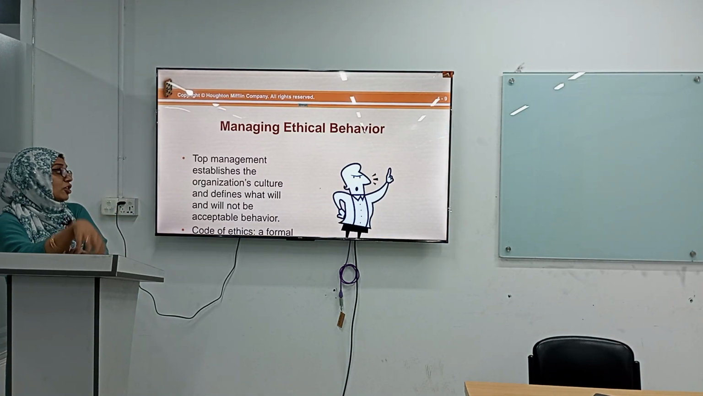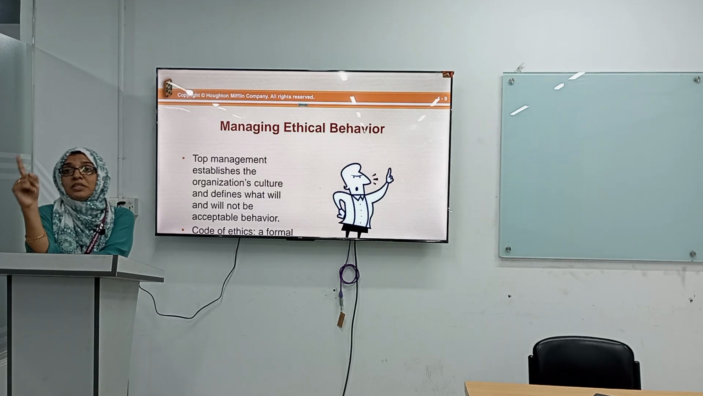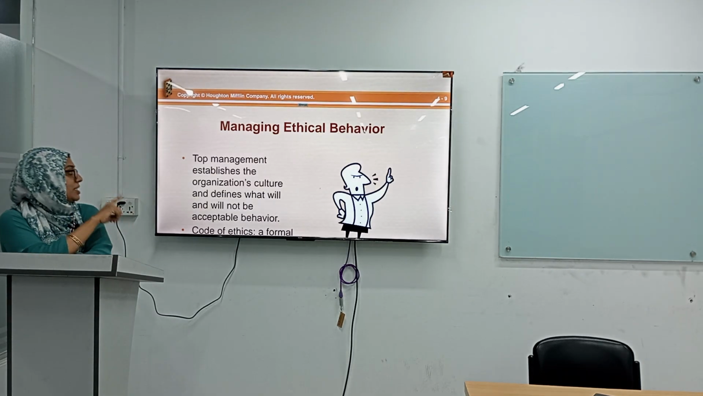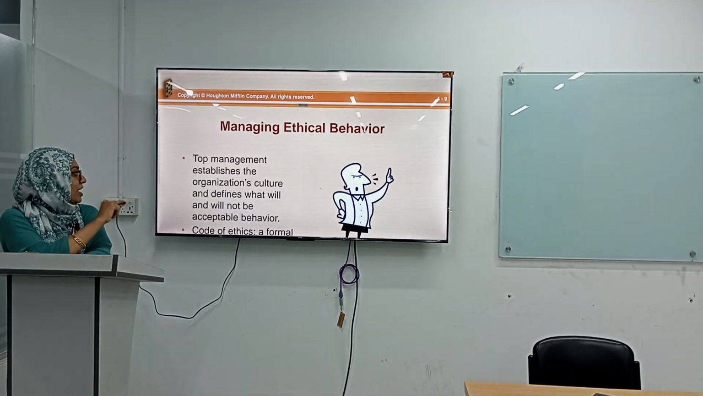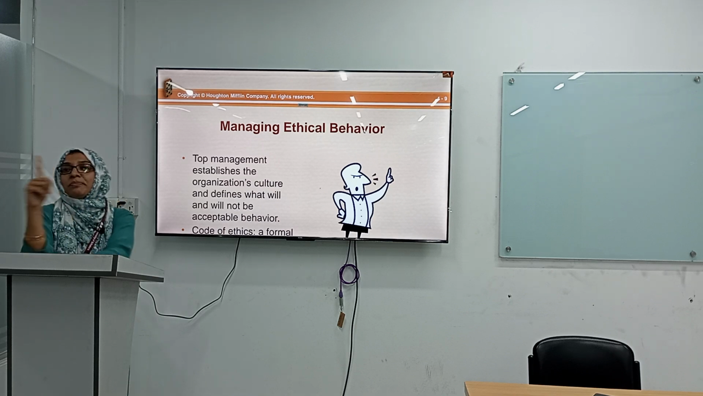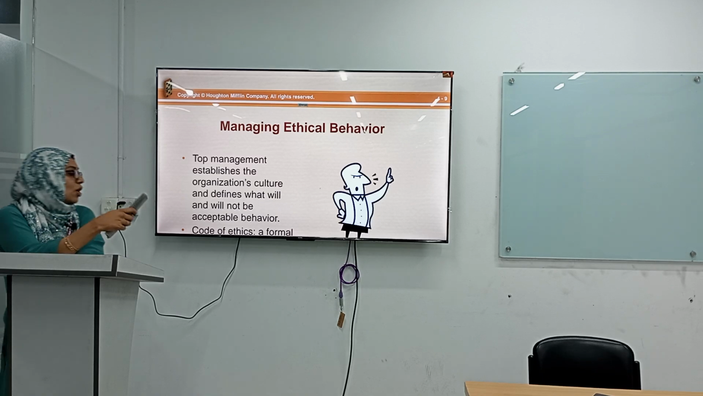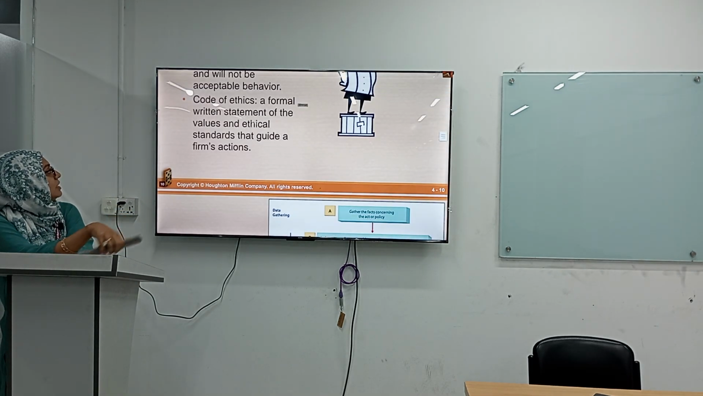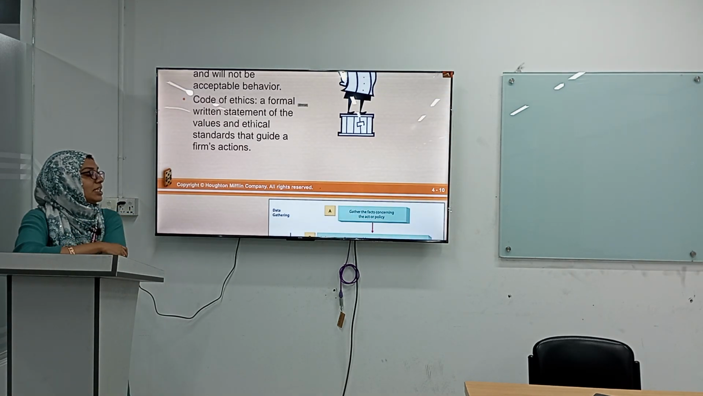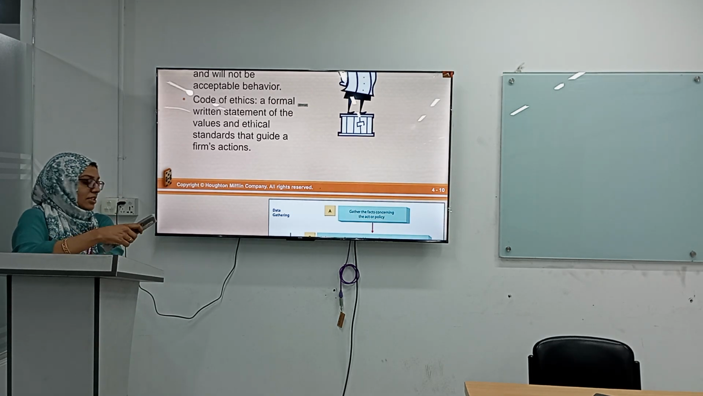Managerial ethical behavior: it is the top management's responsibility to establish the organization culture and define what will and will not be acceptable behavior, what behavior is accepted and what is not accepted. Code of ethics: a formal written statement of the values and ethical standards that guide the firm's actions.